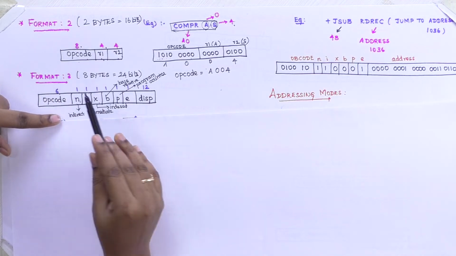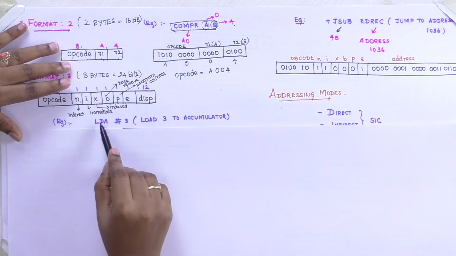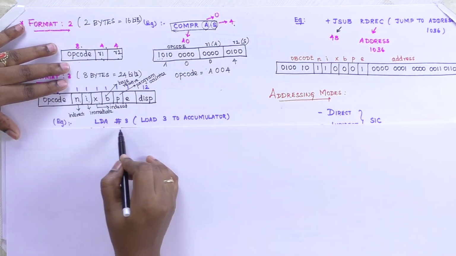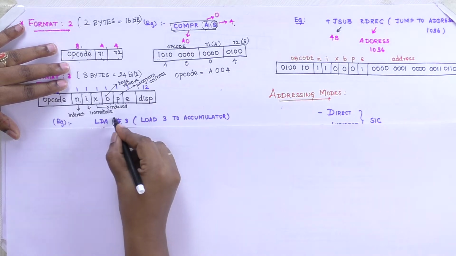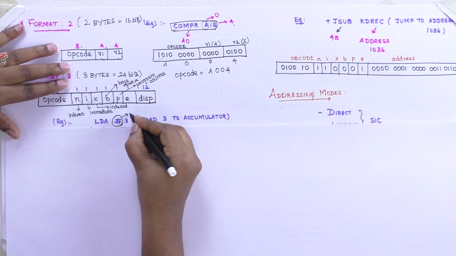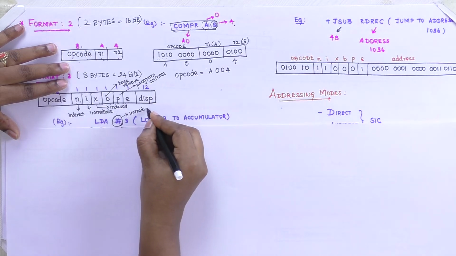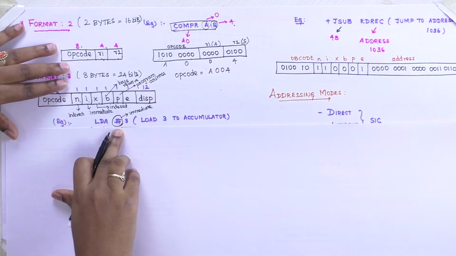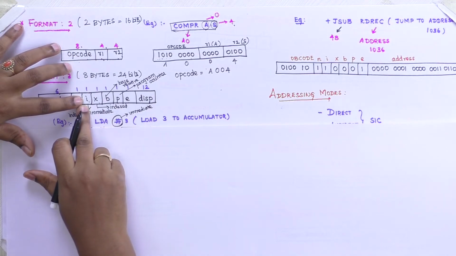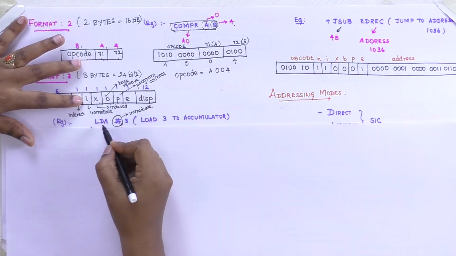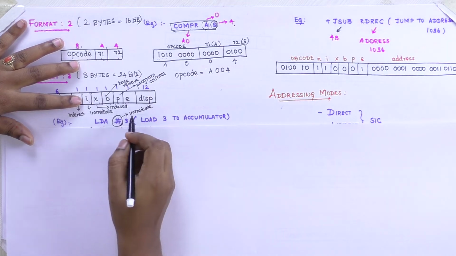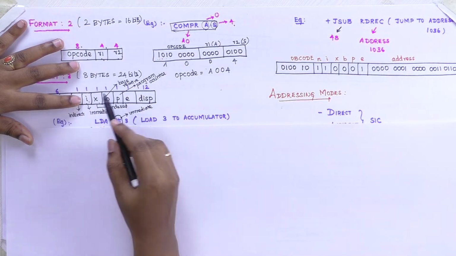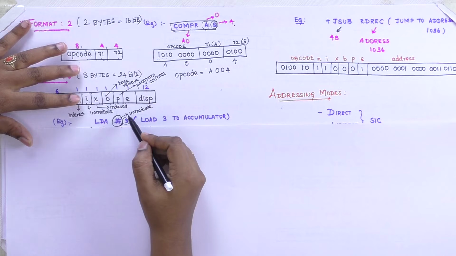So let us see an example for format 3. LDA #3, load 3 into the accumulator. This is the meaning of this mnemonic instruction. A hash always means immediate addressing. So if it is immediate addressing, we have to put 1 in the place of I. The opcode for LDA is 00, and since it is immediate addressing, we place 1 in the place of I. Then 3 is the actual value.